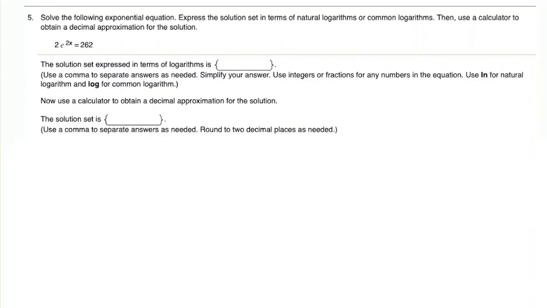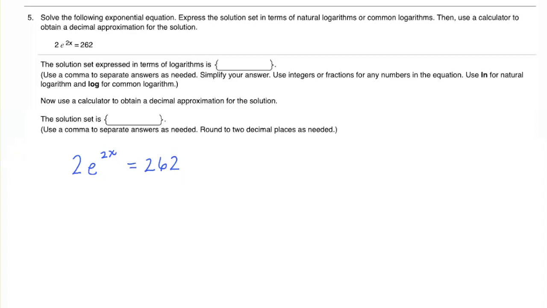This next problem says to solve the equation, but we've got different directions. It says express the solution set in terms of natural logs or common logs. Then use a calculator to obtain a decimal approximation for the solution. So my equation is 2e to the 2x equals 262. And I'm not going to try and get the same base on both sides because with a base of e, which is a decimal to begin with, that would be a nightmare.